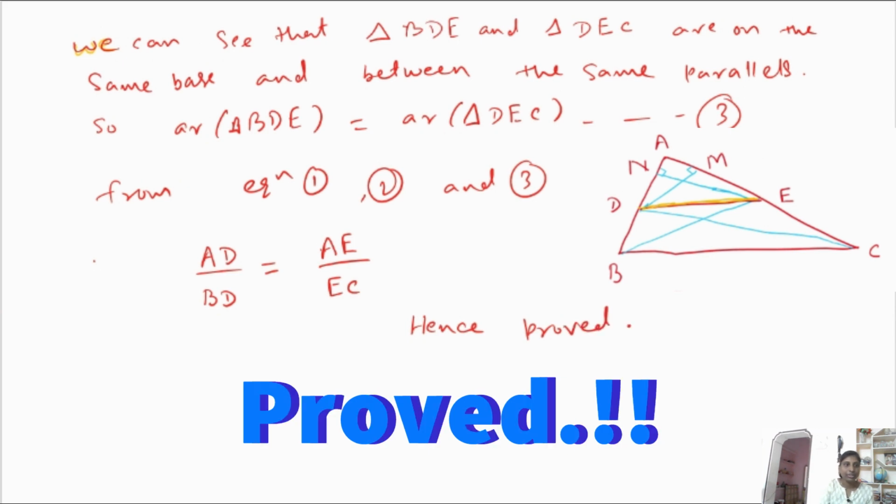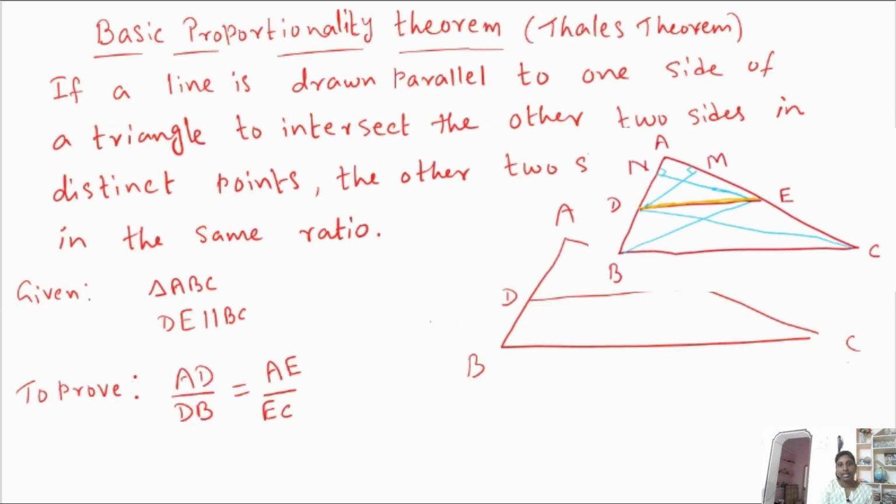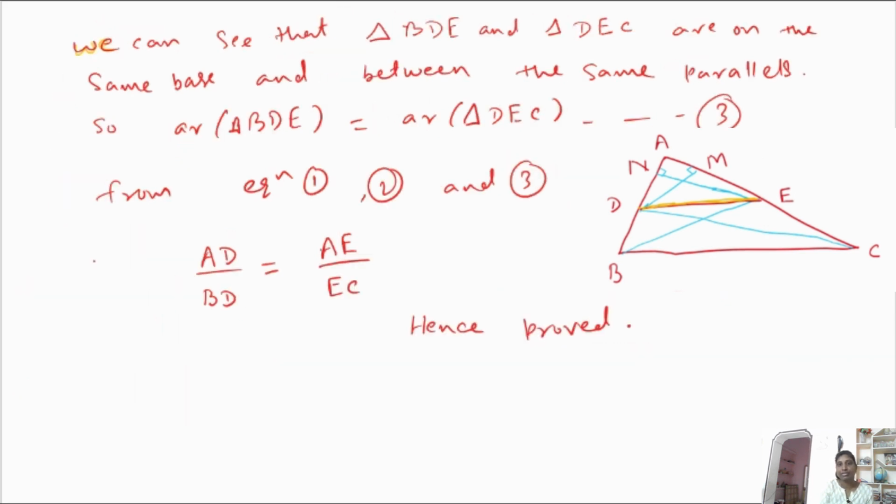We needed to prove this one only: AD by DB is equal to AE by EC. So we have proved it.